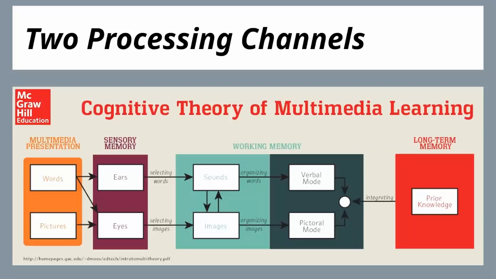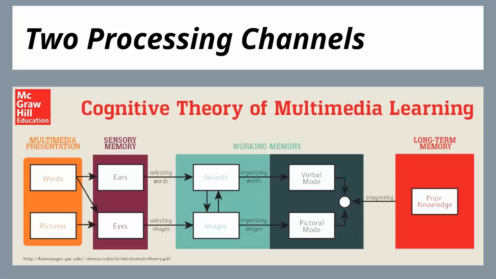Essentially, two processing channels means that when you read or listen to someone speak, one channel of the brain is dedicated to processing this information. When you look at a picture or watch an animation, another channel of your brain is dedicated to processing that information. When you do both, the brain is processing related information through multiple channels. Using both channels, such as reading text with visuals or watching an animation with audio, can be more effective than using only one channel for learning.